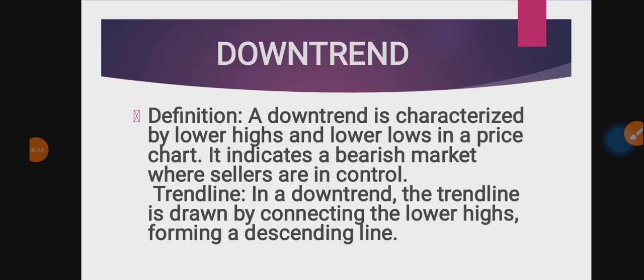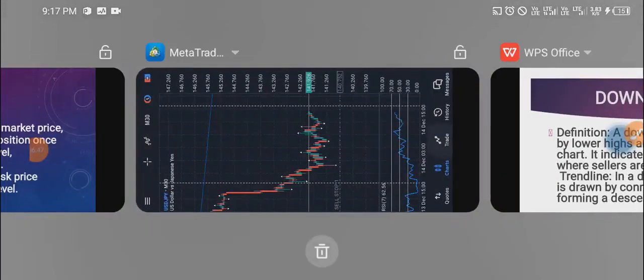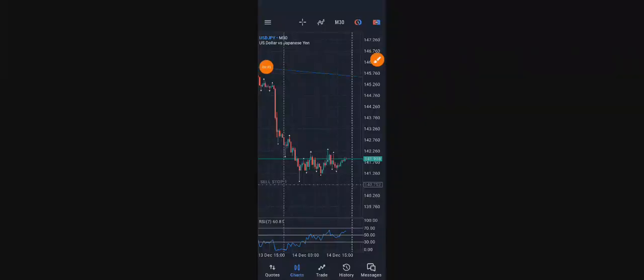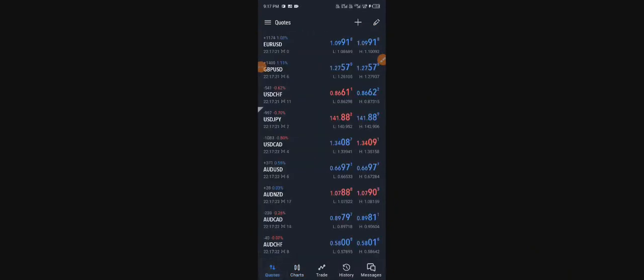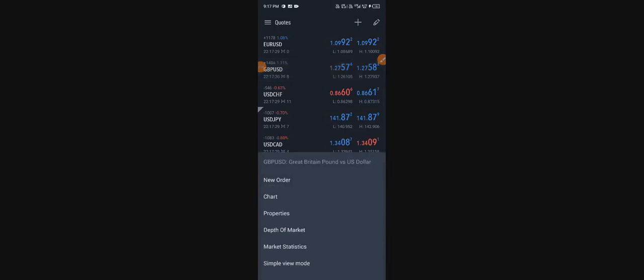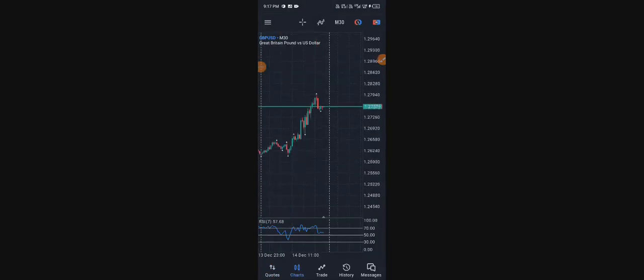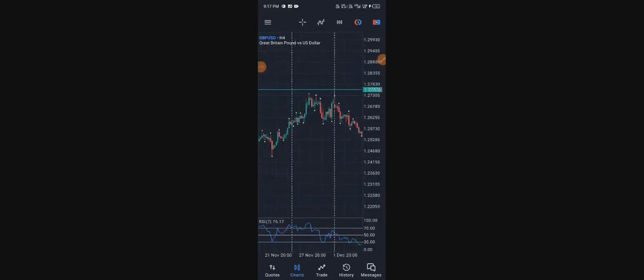descending line. Now let's quickly go to, let's forget about the English for now, because forex is actually a practical thing. So we'll be looking at the charts even as we explain what a trend line is. We'll also look at what an uptrend market is and what a downtrend market is. So let's go with one of my favorites, GBP USD. Let's look at GBP USD. Let's go to the higher time frame.